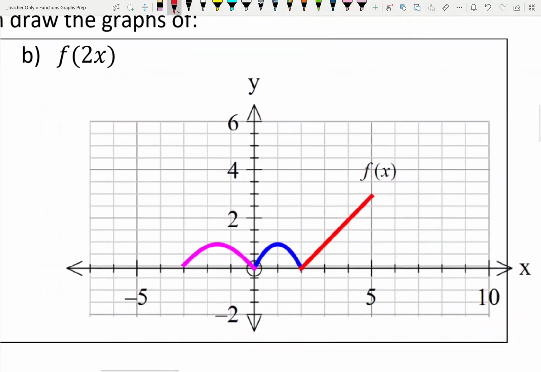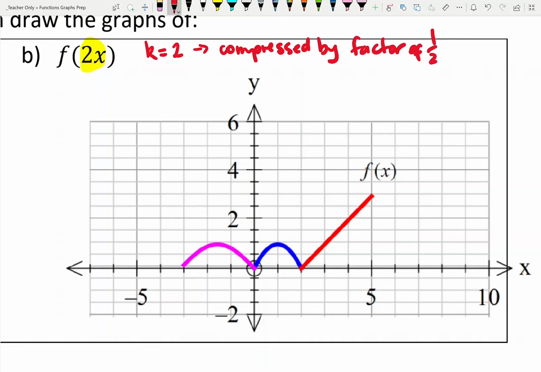In this second example, the scale factor is k, and it's inside the bracket, which means it's operating on every x within the bracket, which has the effect of compressing or stretching by a scale factor of 1 on k. So k equals 2, which is greater than 0, so therefore it's going to be compressed by a factor of a half. So what that means is every position that's on our graph is going to be halved.